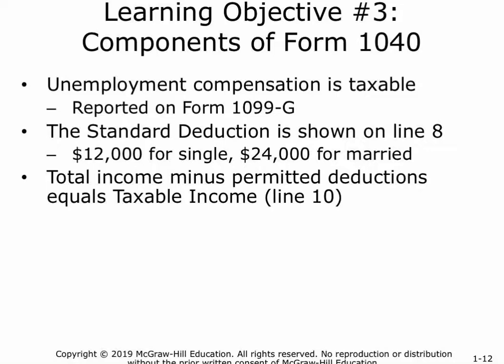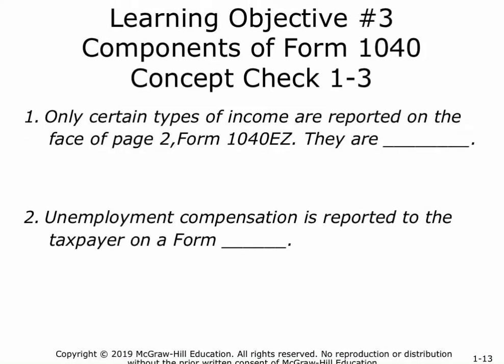On the 1040, tax filers are able to take the standard deduction. So if you're filing single, $12,000 would be the deduction. Married, you get it essentially twice, so $24,000 would be the standard deduction for joint filers. And then we just take total income minus those deductions for taxable income on that line item 10.